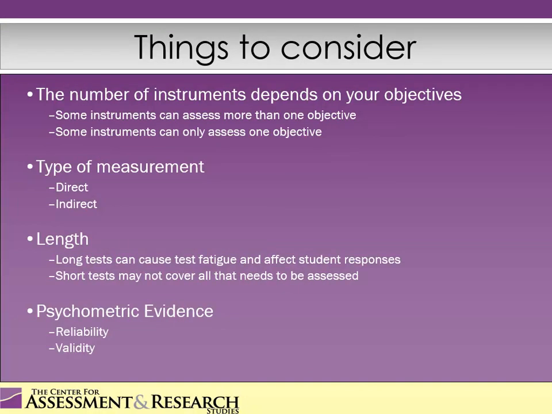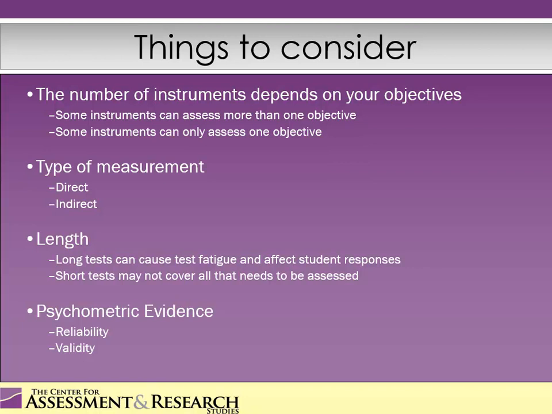There are several things to consider when selecting and designing instruments. First, the number of instruments depends on your objectives. You might have one instrument per objective, or you may have one instrument that assesses all of your objectives. The number depends on the characteristics of your objectives, such as how many you have, the knowledge and skills they cover, and how detailed they are.